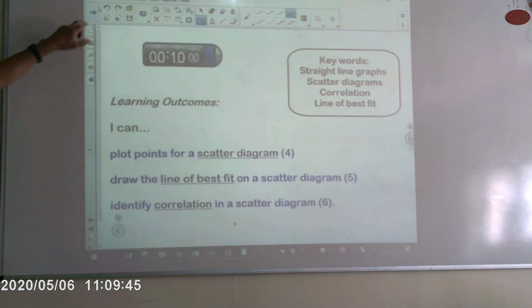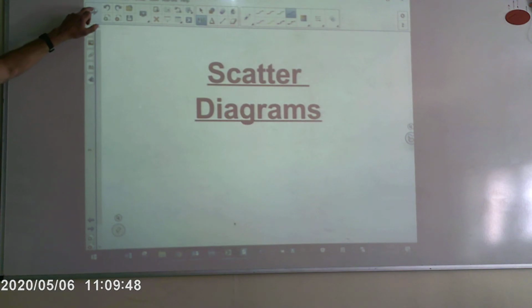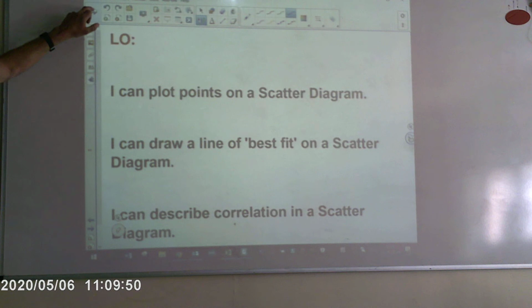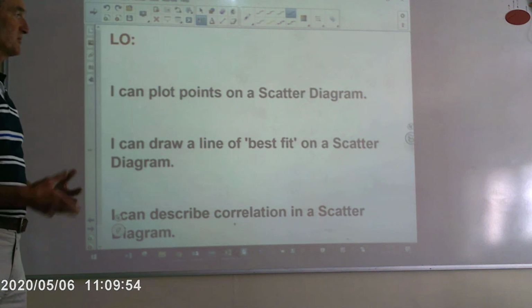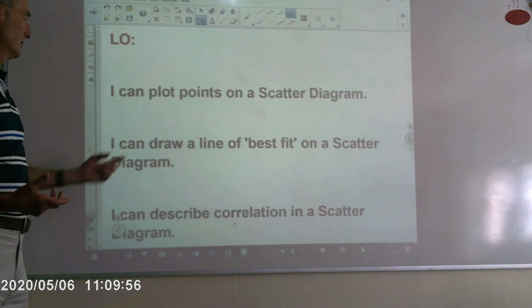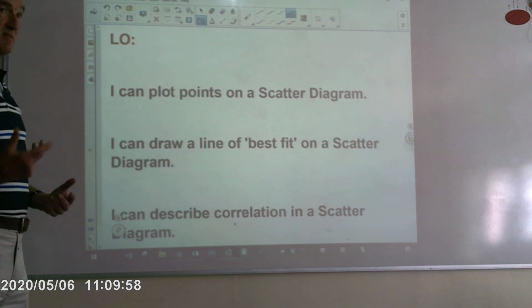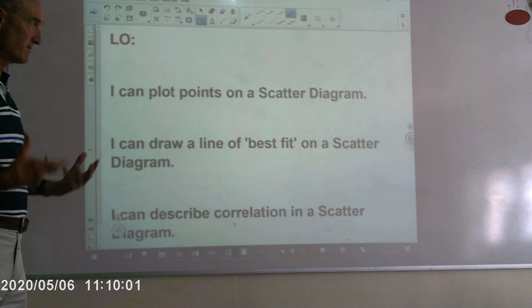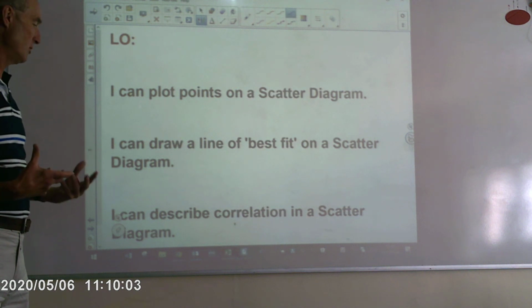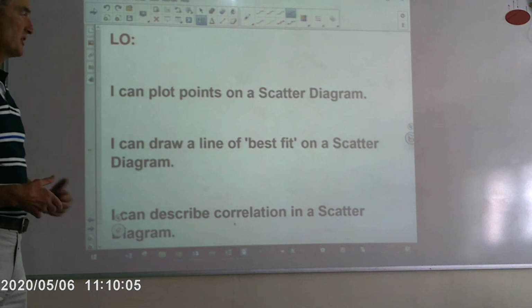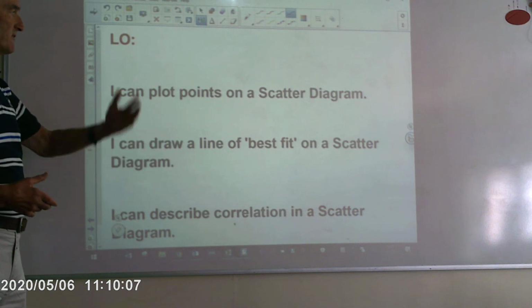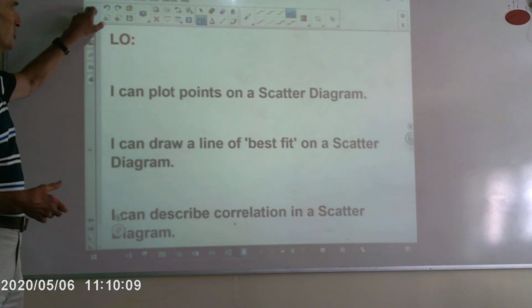On to the main part of the lesson. Scatter diagrams, scatter graphs. Being able to draw one for yourself, being able to draw a scatter diagram, taking some raw data. Can you draw a line of best fit? These are expressions that should be familiar to you. You should have done this before. And describing a correlation. So correlation, line of best fit, scatter diagram. Should be a revision for you.